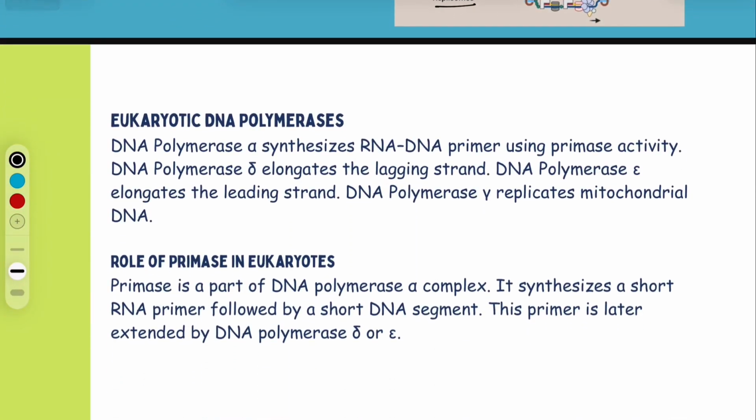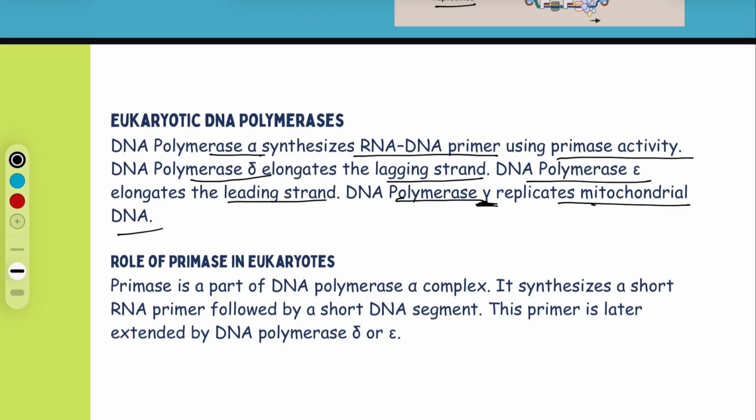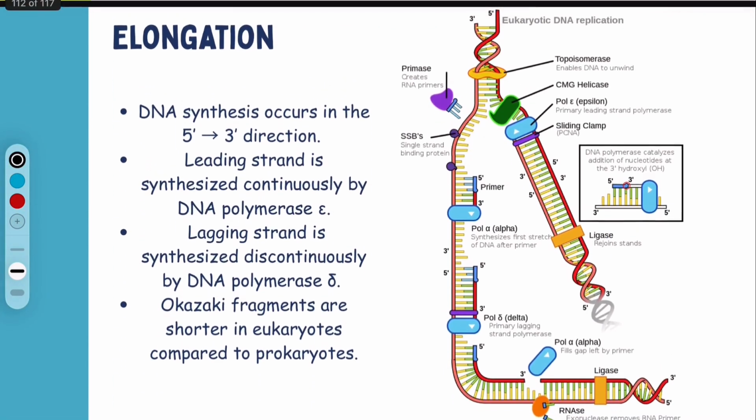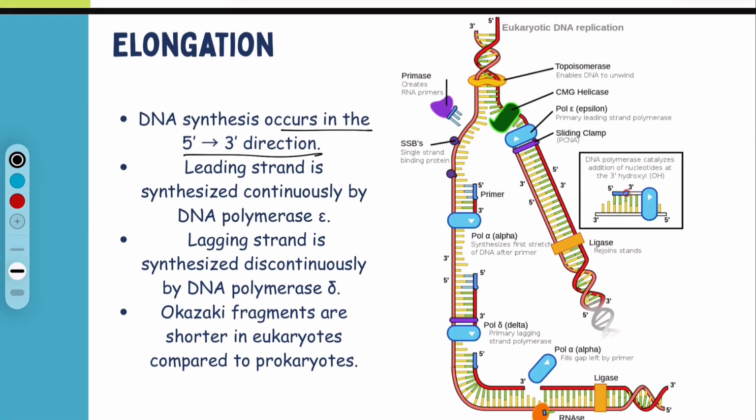Next is elongation, where polymerases are needed for extension. Polymerase alpha synthesizes an RNA-DNA primer using primase activity, while polymerase delta elongates the lagging strand. Pol epsilon elongates the leading strand, and Pol gamma replicates mitochondrial DNA. The role of primase in eukaryotes is that it is a part of the DNA polymerase alpha complex. It synthesizes a short primer for elongation.